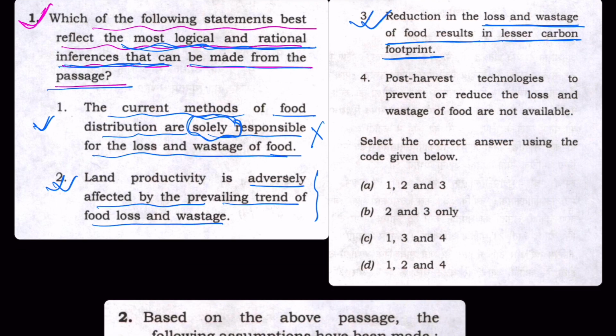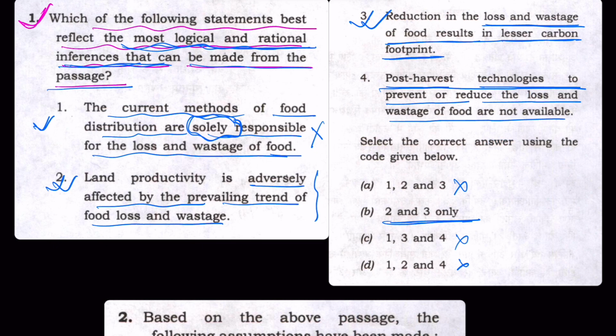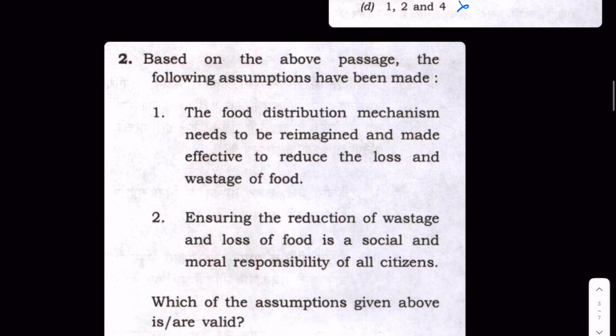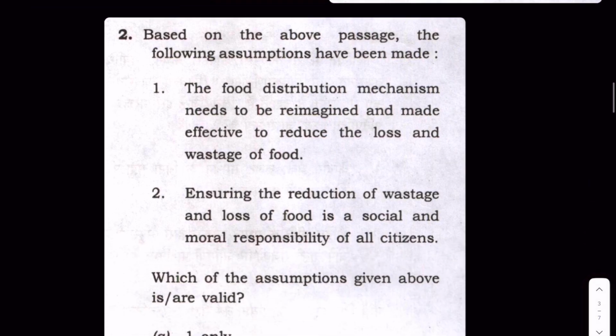Option 1 is wrong. So if you cut out option 1, you will have only 2 and 3. But let's go to option 4 and see what it says. Post harvest technologies to prevent or reduce the loss and wastage of food. You see, here again, post harvest technology has not been talked about anywhere in the passage, right? So that's why this option will not be the right choice. So options 2 and 3 are going to be the answer. So let's go to the next question and see.